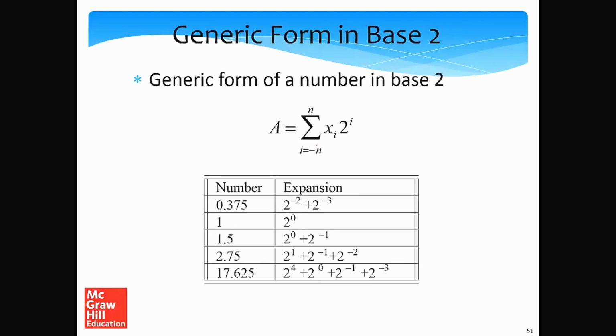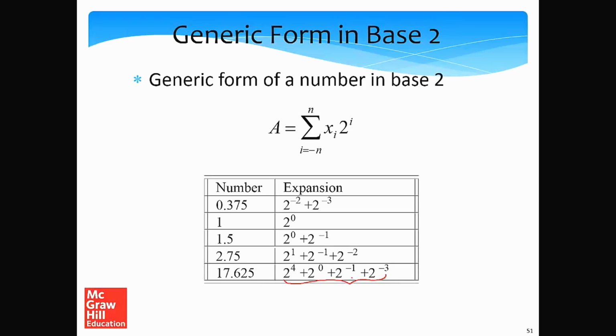So let's take some simple numbers and expand them in this notation. So let's say 0.375 is 2 to the power minus 2 plus 2 to the power minus 3. A number like 1.5 is 2 to the power 0 plus 2 to the power minus 1. A number of the form 17.625 is this representation as shown over here: 2 to the power 4 plus 2 to the power 0 plus 2 to the power minus 1 plus 2 to the power minus 3.